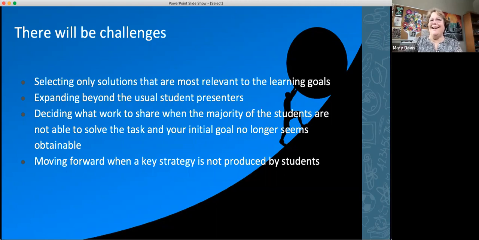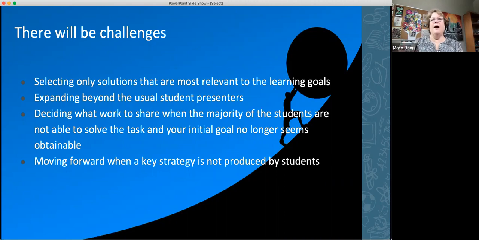You need to decide what work to share when the majority of the students are not able to solve the task. Now, if you're sitting there thinking, ding, ding, ding, Mary, that's the one. I have given a task to my students and nobody can solve it. What am I supposed to do? Here's the deal. You need to decide what it is that can move them forward. All right. So if you can find a couple of groups that are on the right track, maybe it would spur on some of the other students.